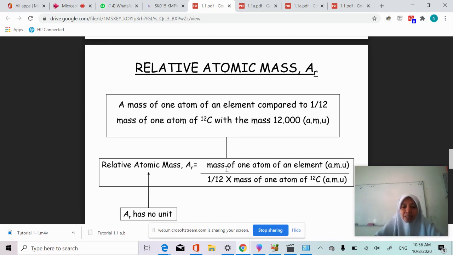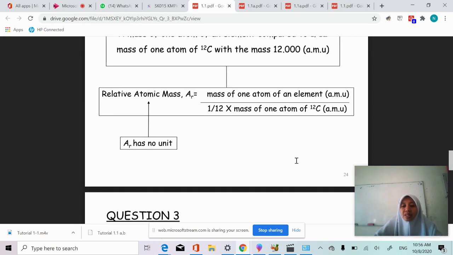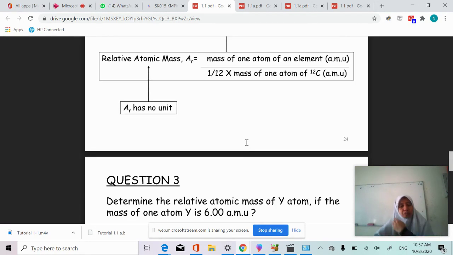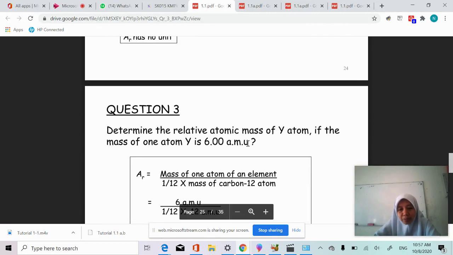And the formula is as mentioned. You have the mass of one atom, one tiny little atom, and the unit is AMU, over 1/12 times the mass of one atom of carbon 12, which is exactly 1/12 times 12, which is 1, right? And because AMU is divided by AMU, the units are cancelled. So anything with relative in front should have no unit. Okay, let's have a look at one example.